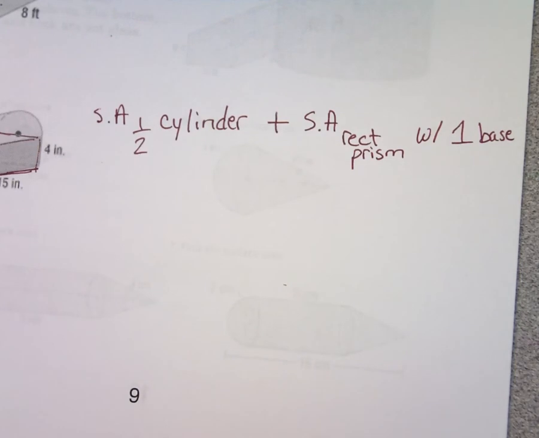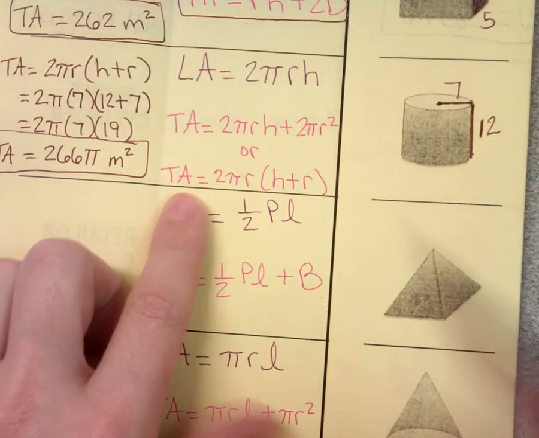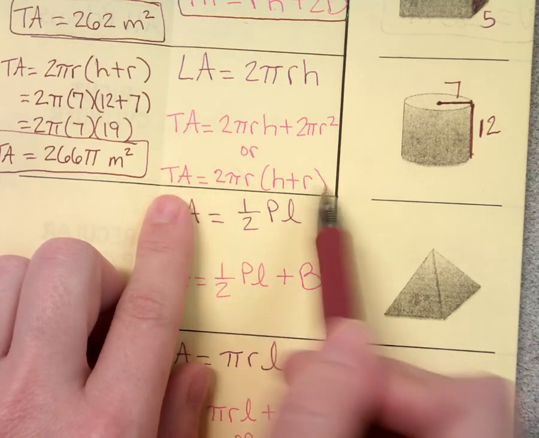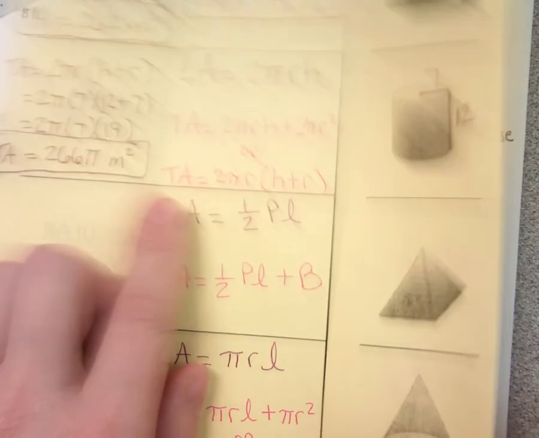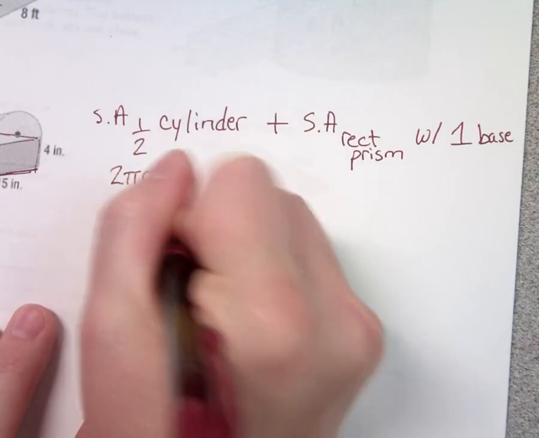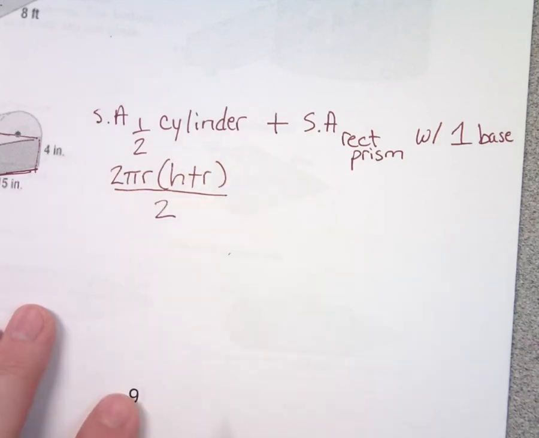Okay, so first I'm going to work on my cylinder. I'm going to go to my formula chart to look at my cylinder's formula. I do want this bottom one. But because I only have half a cylinder, what will I end up doing here? Dividing it by 2. Okay, so I'll write that down: 2 pi r times h plus r. But I will end up dividing this by 2 because it's just half of a cylinder.